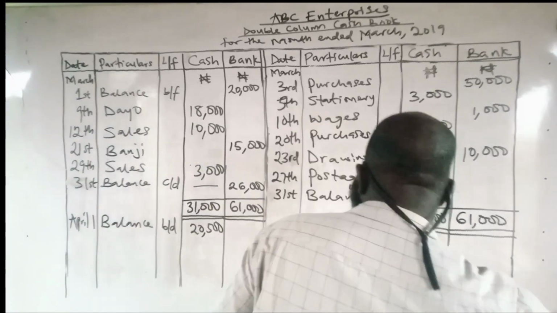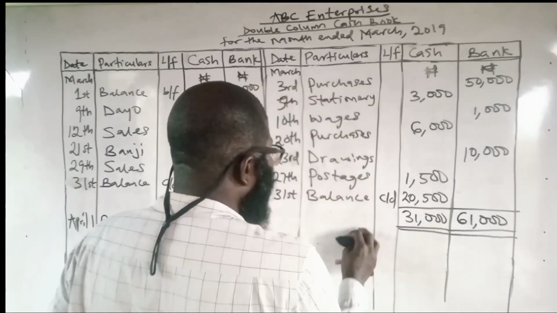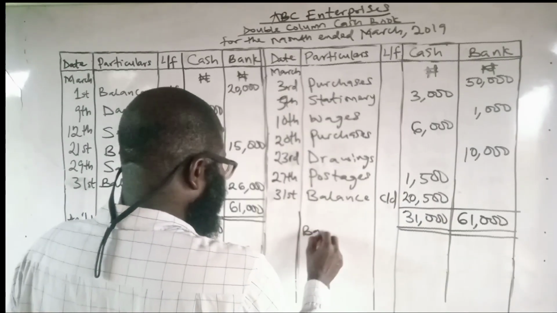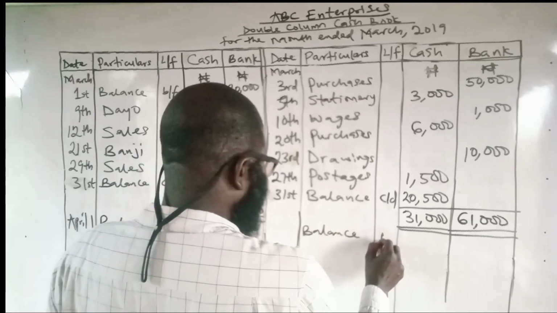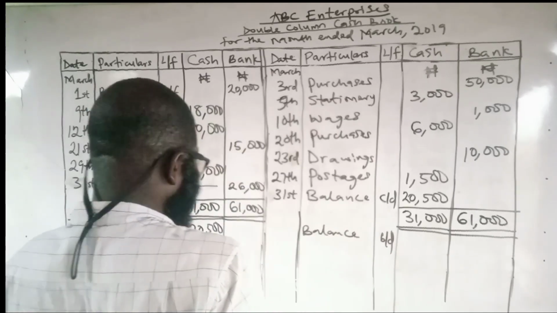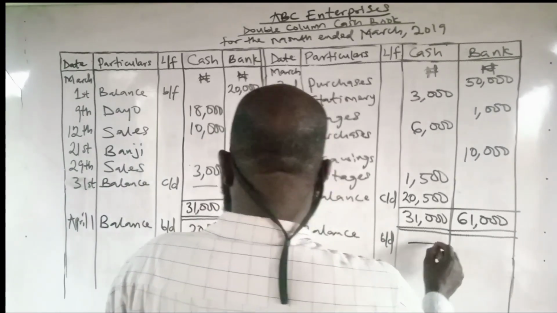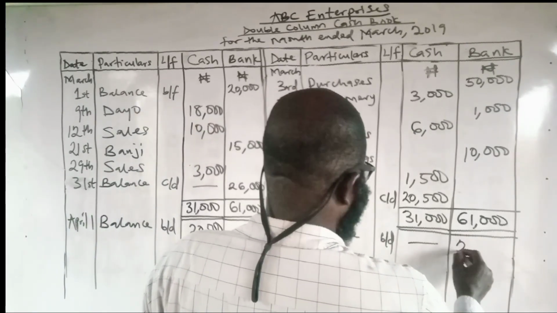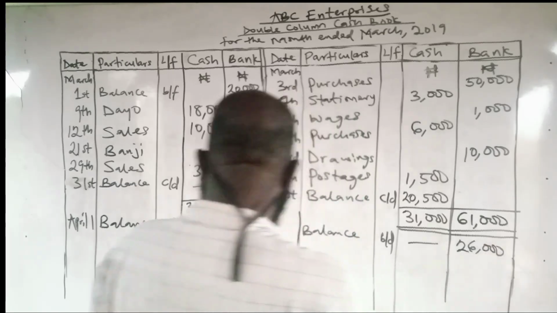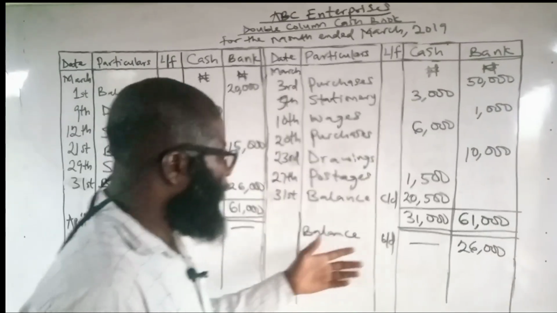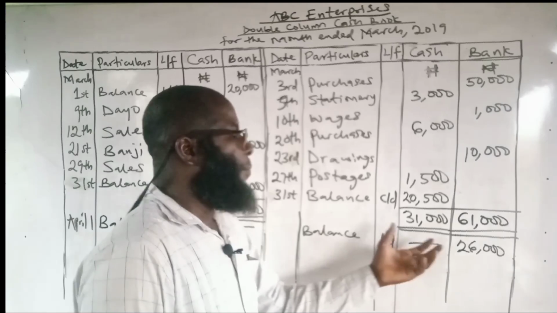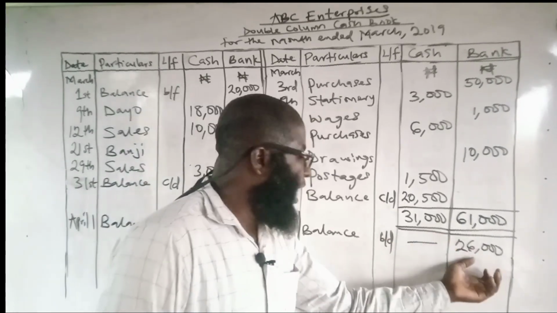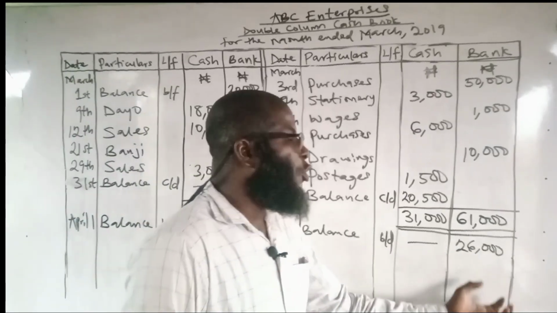Therefore, this very particular balance will now be brought here. You now come here, balance brought down. Then for this, it's nil. We don't have anything. Then you come to the bank column. We have 26,000 naira. This simply means we are having the credit balance, unfavorable balance for the bank account, meaning that this is bank overdraft.